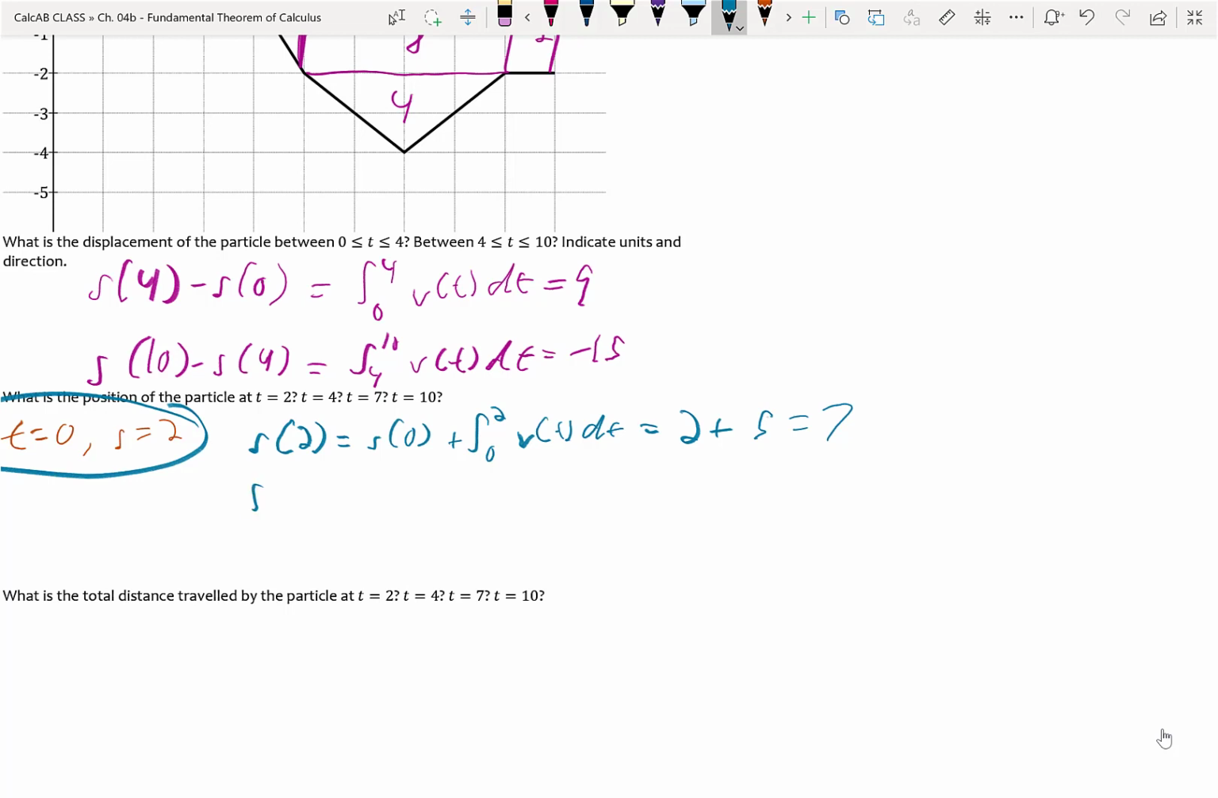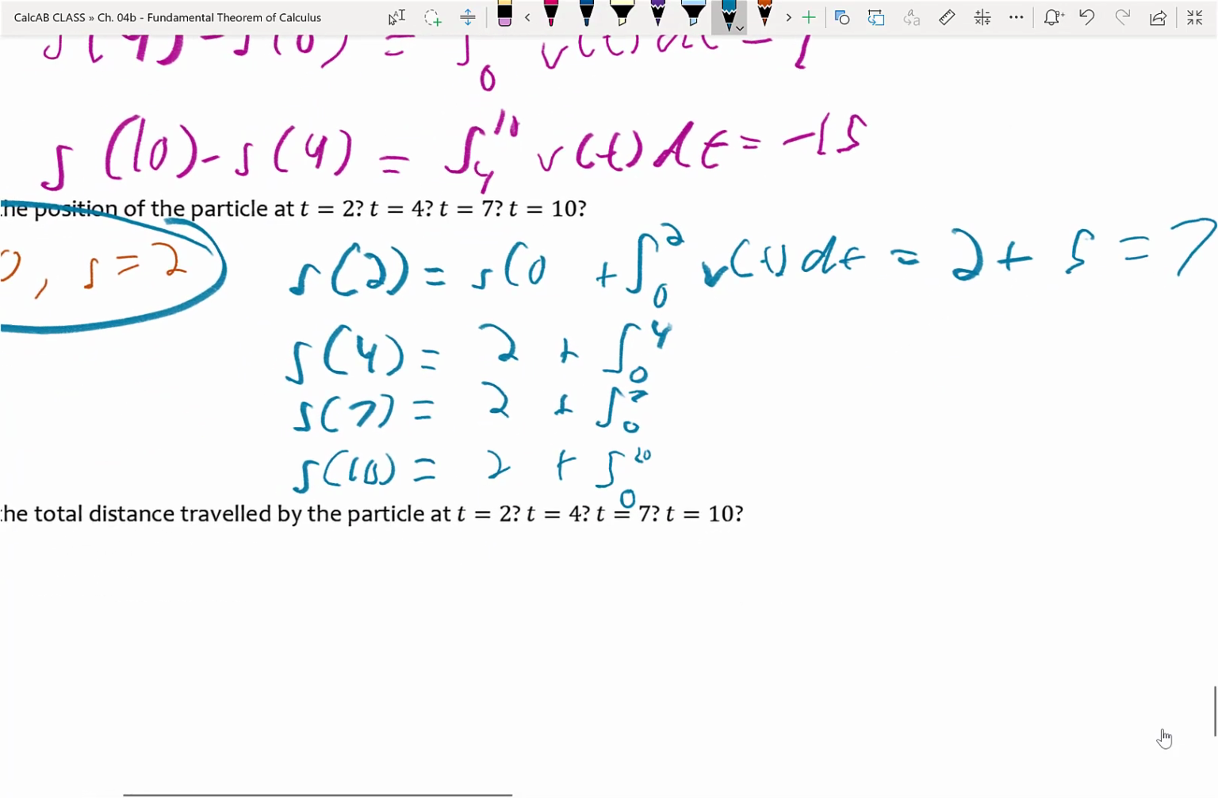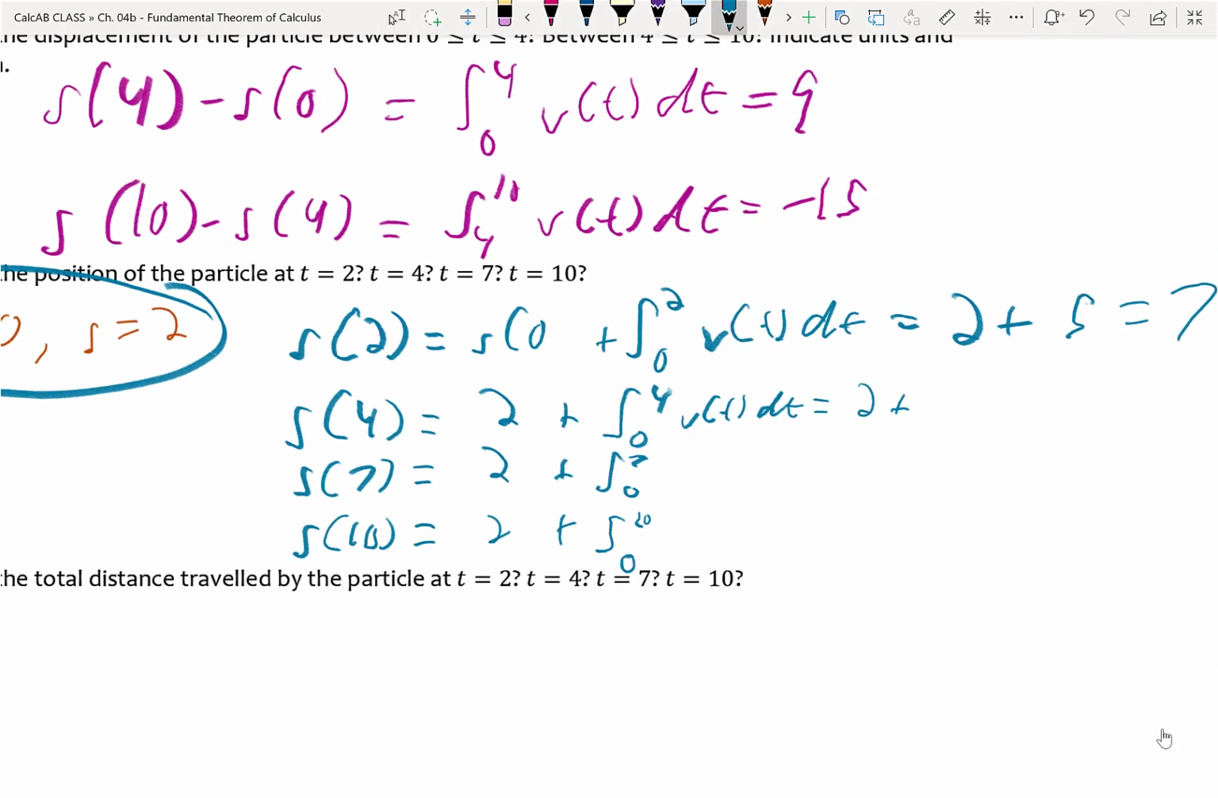Now let's do that for s of 4, s of 7, and s of 10. They're all going to be equal to 2 plus the integral from 0 to 4, the integral from 0 to 7, and the integral from 0 to 10. So the integral from 0 to 4 of v of t dt: s of 4 is equal to 2 plus, what's 0 to 4 again? We did that up above. That's 9. 2 plus 9 is 11.